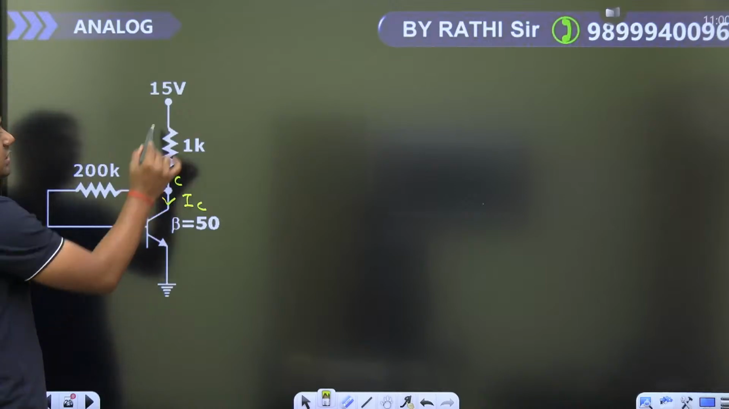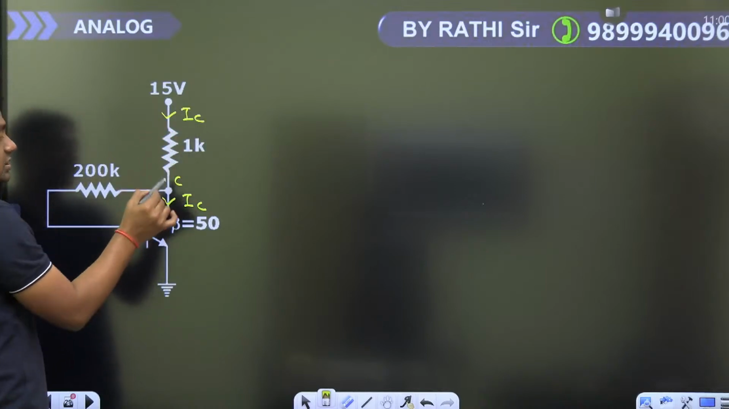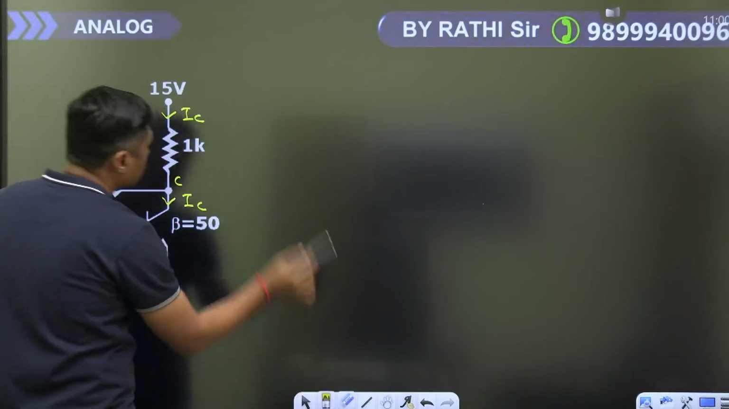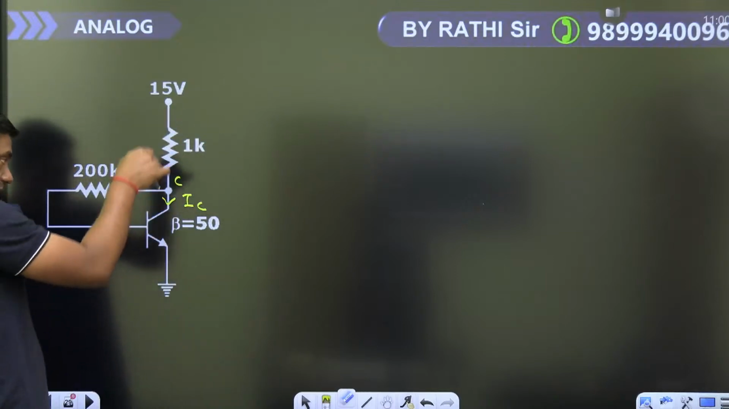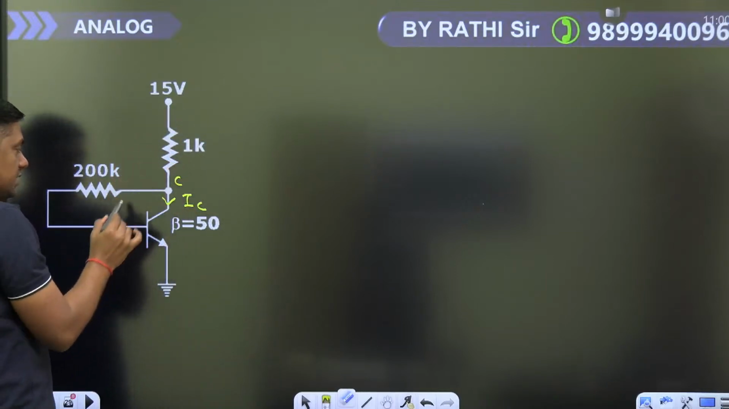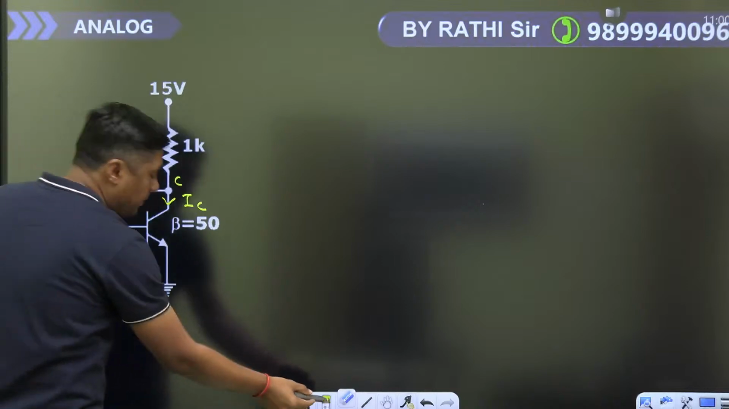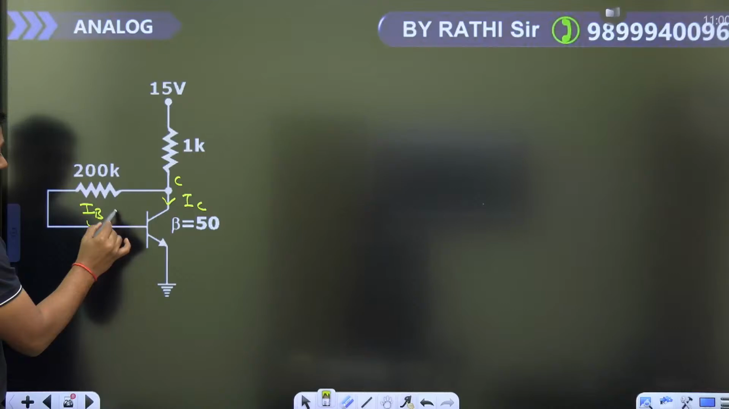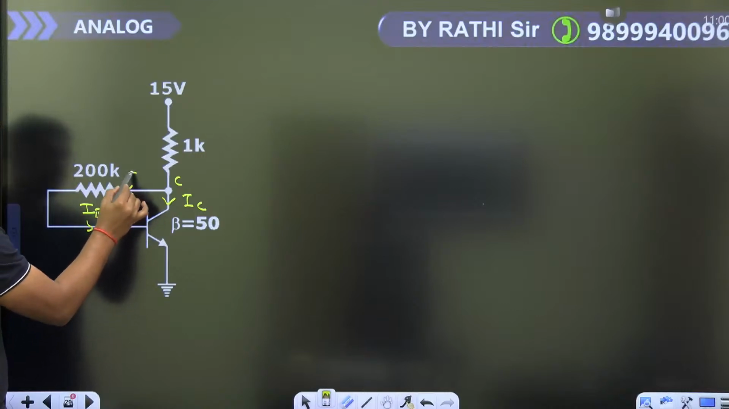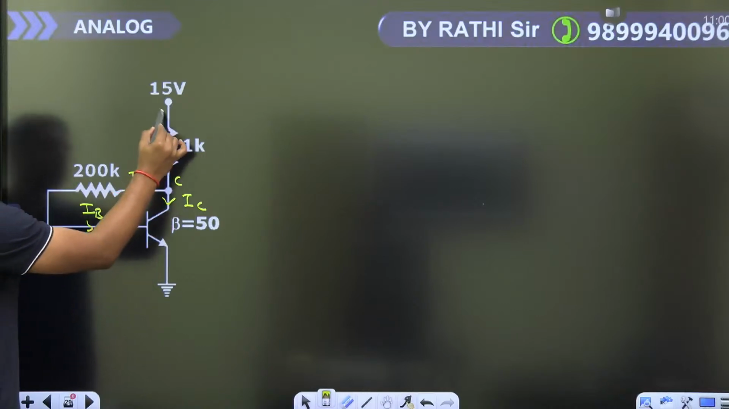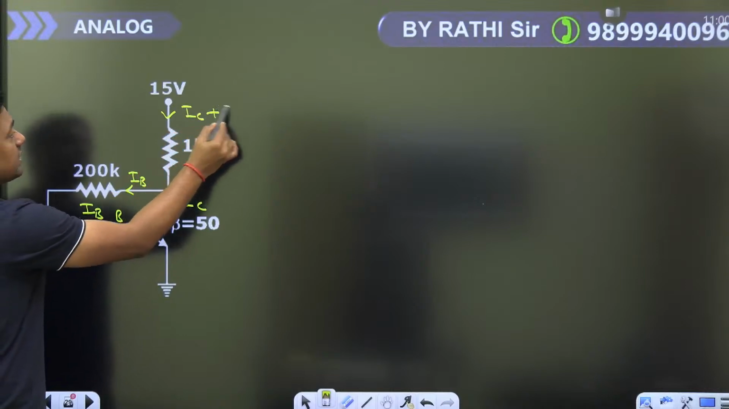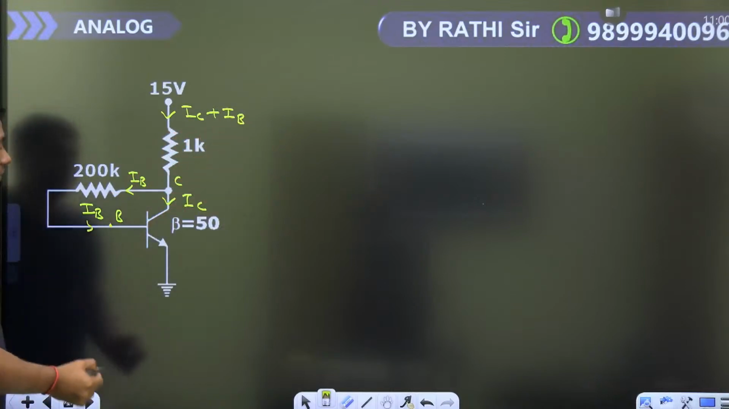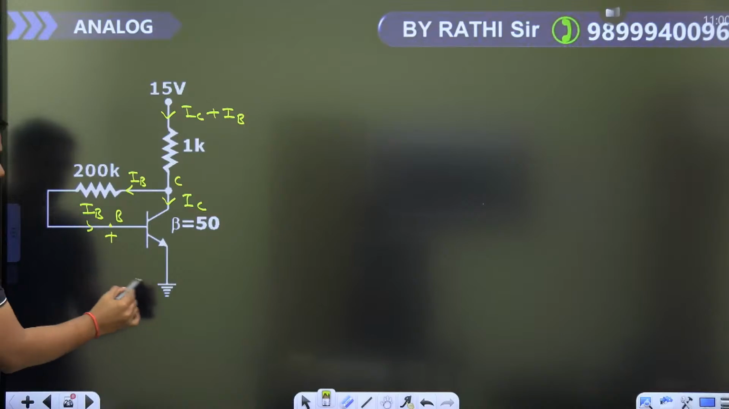A number of students are writing this as IC. No, this is IC. Current entering through the collector terminal is IC. Current from this side is the base current IB. So this is IB, this is IC. So what is the current here? IC plus IB. And what is this? VBE.